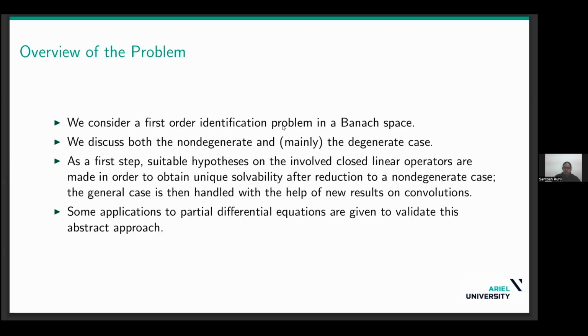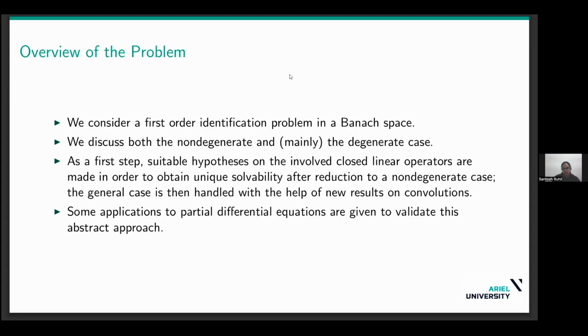So here is the overview of my problem. I have considered the first order identification problem with delay arguments in the Banach space, and we have discussed both the non-degenerate and mainly the degenerate case. Firstly, we have discussed the existence and uniqueness of the solution for the non-degenerate case. And then for the degenerate case, we have converted our degenerate problem to a non-degenerate one, and then with the help of the results obtained in the non-degenerate case, we have found the existence and uniqueness of the solution of this degenerate problem.